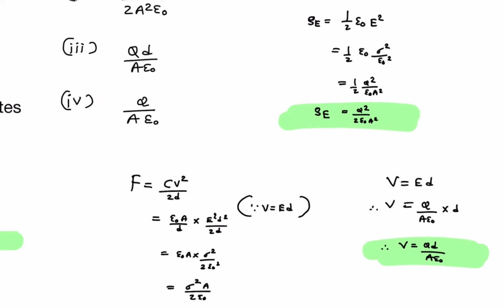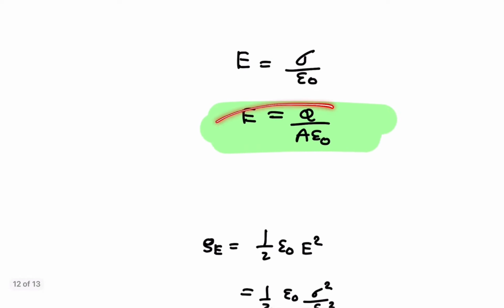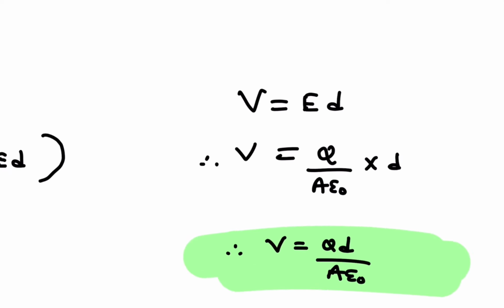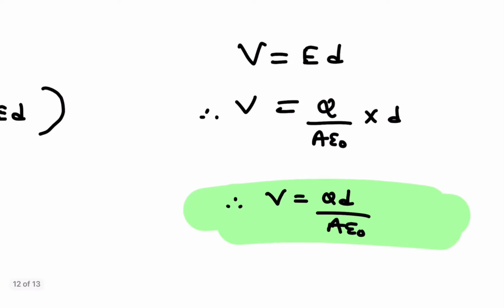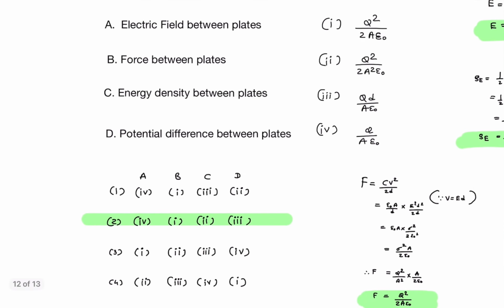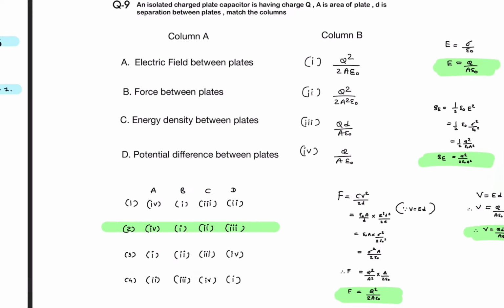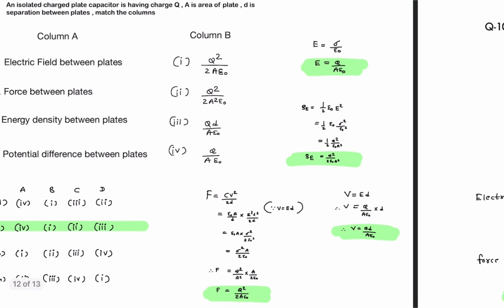And the potential difference V is equal to E into D between the two plates. From the earlier equation, E is equal to Q upon A epsilon naught. So write the value of E as Q upon A epsilon naught into D. So V is equal to QD upon A epsilon naught. So the required answer is the second one. In question number 9, option B is correct.